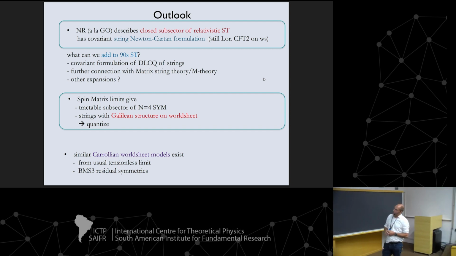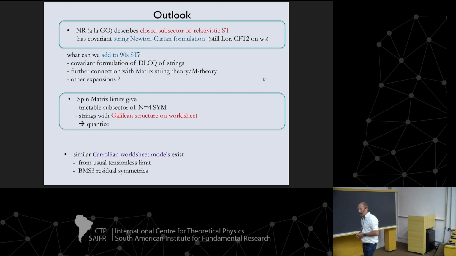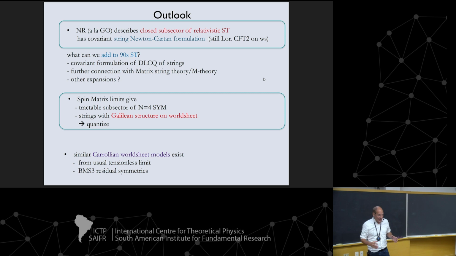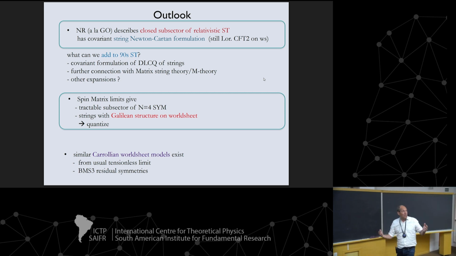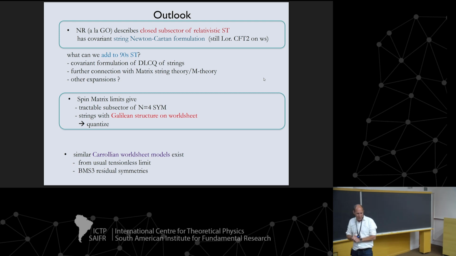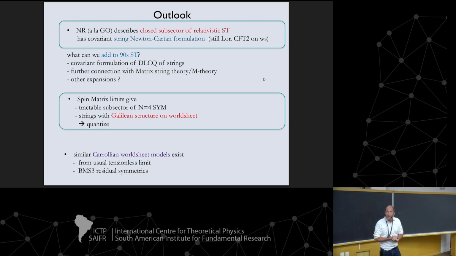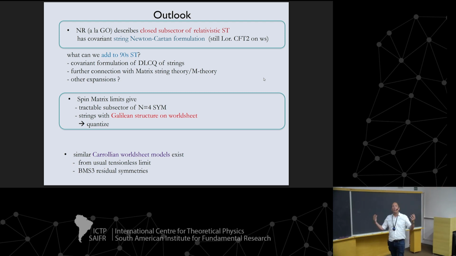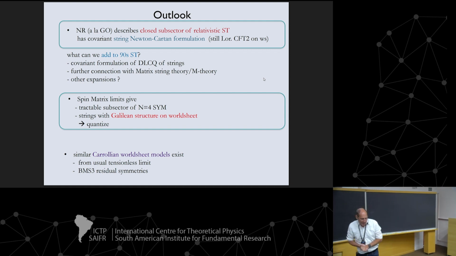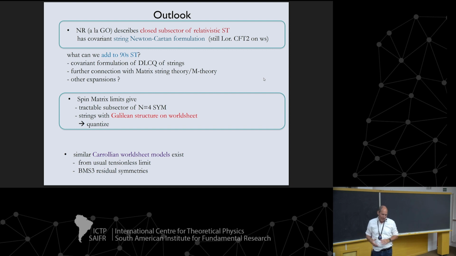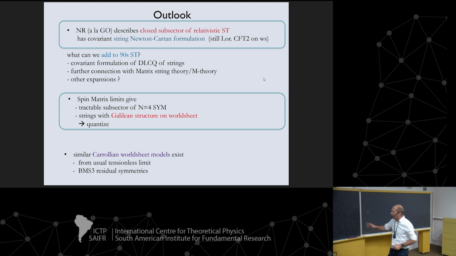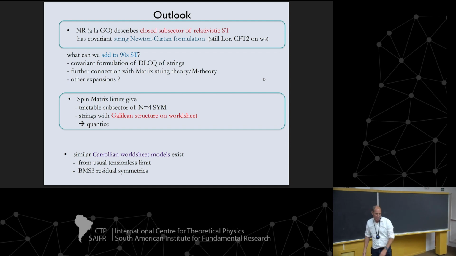The other thing that I hope I made clear to you is that there are these spin matrix limits of N=4 super Yang-Mills that are simpler, and in that sense perhaps more tractable subsectors of N=4, for which there seems to be strong suggestion that they have a bulk description via these sigma models that I showed you in terms of some non-relativistic strings, but more like at low energies in terms of some non-relativistic gravity theory. But for that, we obviously need to quantize it. And then similar Carrollian world sheet models I just briefly mentioned.